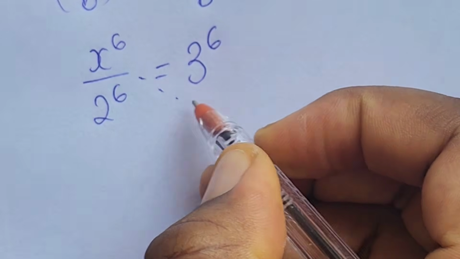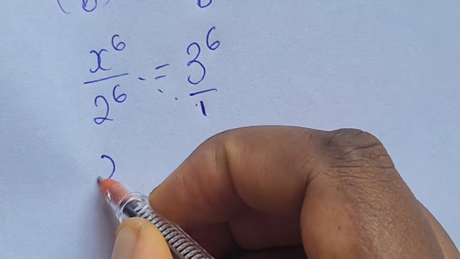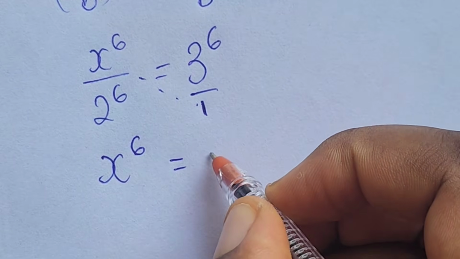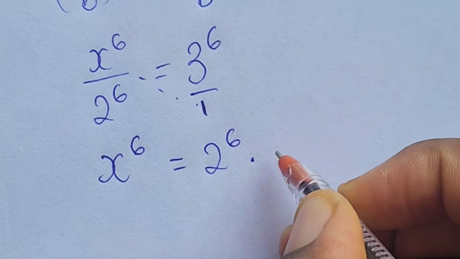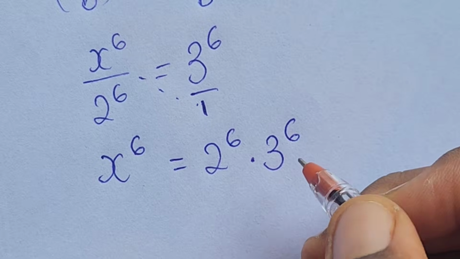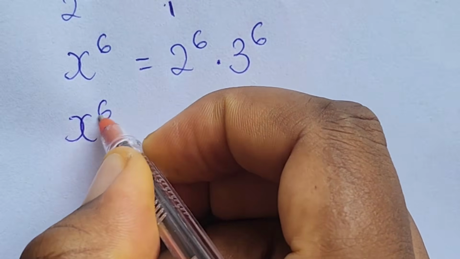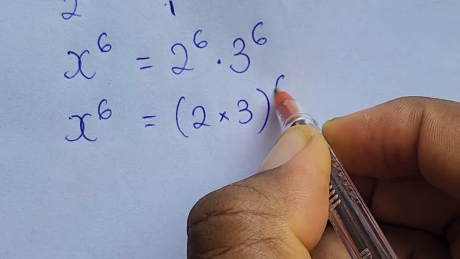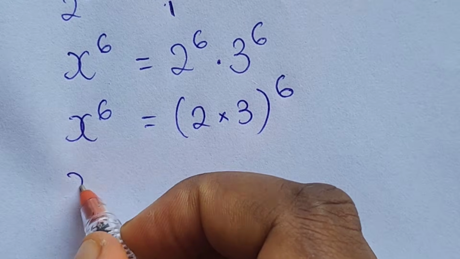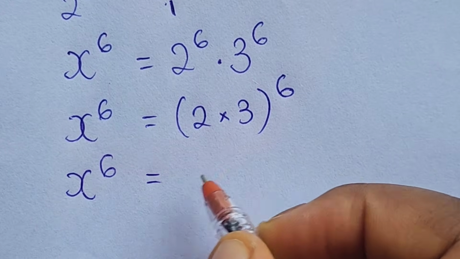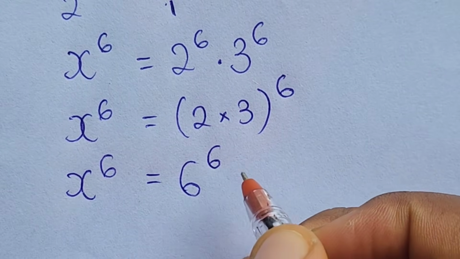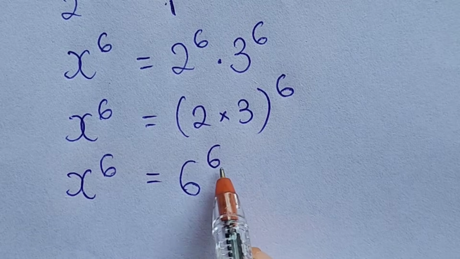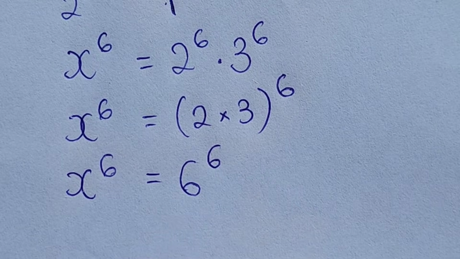So when we cross multiply, this is over 1. We have x to the power of 6 is equal to 2 to the power of 6 times 3 to the power of 6. So we have x to the power of 6 is equal to (2 times 3) all to the power of 6. We have x to the power of 6 equal to 6 to the power of 6. So this is a polynomial with 6 solutions.